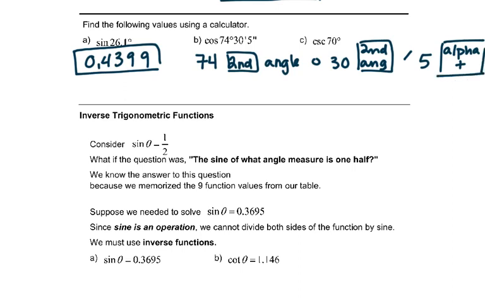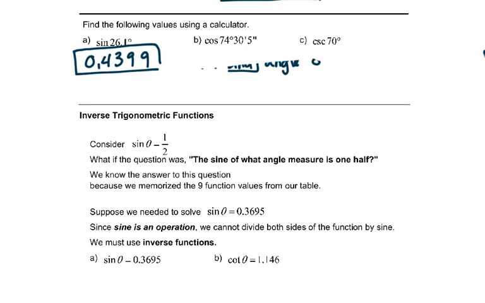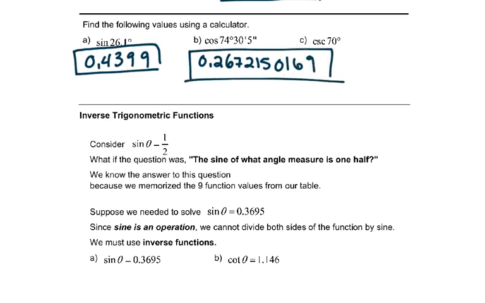That's going to give me my second symbol. Typing that into my calculator, my output value, and you guys should check and make sure you can do this, the output is 0.2672150169. So that's what we get typing it into the calculator.